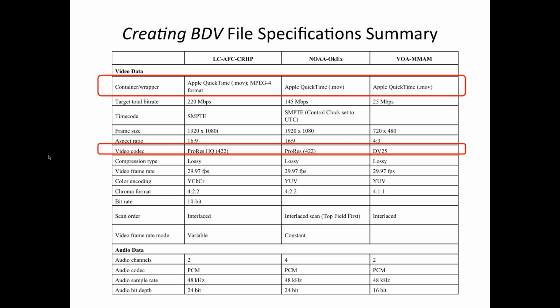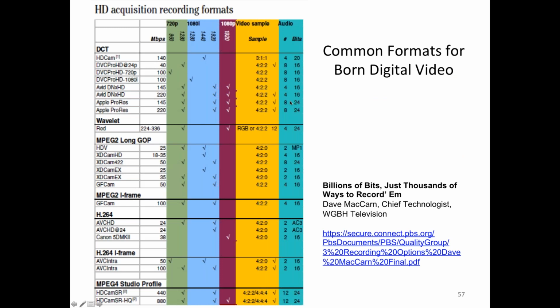Perhaps the main takeaway from the FADGI report is why each project chose the wrappers and encodings it did, and there were definitely trade-offs. So you can see here these acronyms mean the LC Civil Rights History Project, the NOAA Okeanos Explorer Project, and the Voice of America, their in-house STAM system. They each use MOV, but different codecs: two users of ProRes and one of DV25. Not that that's necessarily typical.